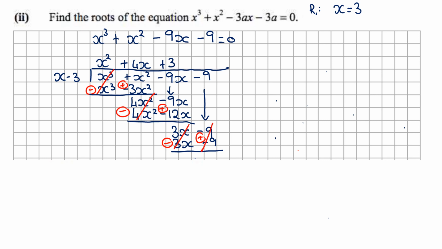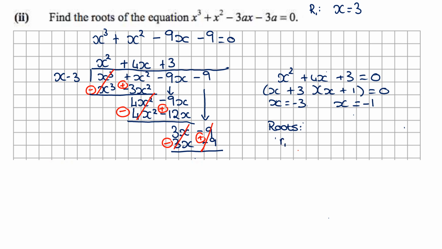So we now have a quadratic x squared plus 4x plus 3, and we want to solve this. So you can use your guide number here, that's absolutely fine. And when you do, you'll end up with x plus 3 and x plus 1 as your brackets, and you'll get x is equal to minus 3 and x is equal to minus 1. So the roots: we have root 1, which was x equals 3, the one we were given in the form of a factor. We have x equals minus 3, and we have x equals minus 1.